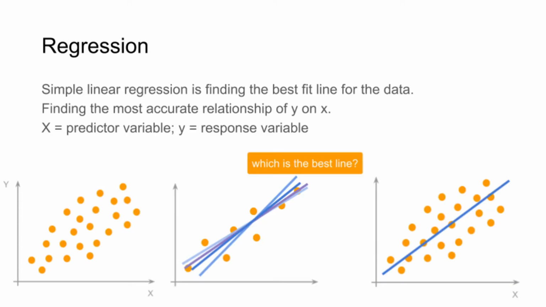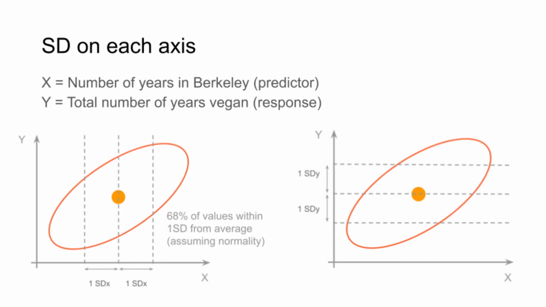Alright, so remember that regression is all about finding the best fit line for the dataset. We're trying to find the most accurate relationship of y described by x. So if there's an association between the predictor and the response variables, we want to know if we can model the data or predict years vegan based on years in Berkeley. So the first thing that you have to figure out about your data is if it's football shaped. If it doesn't look like a football where you can't fit a line through it, then the deal is off. You cannot do linear regression.